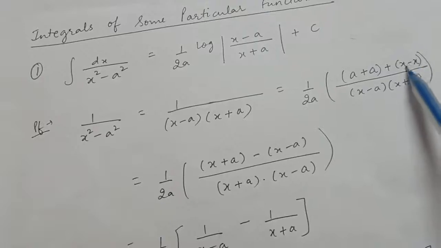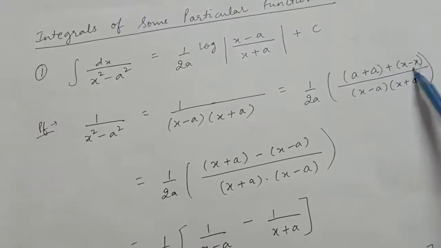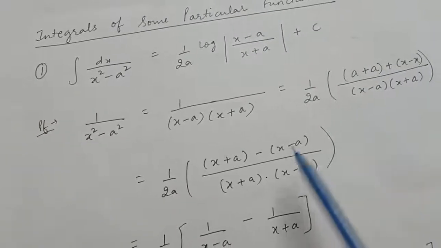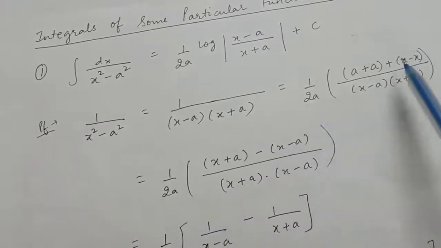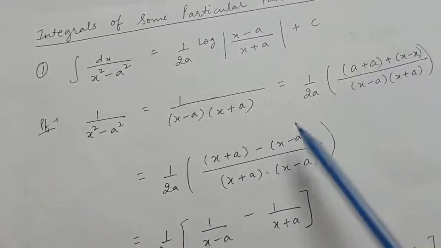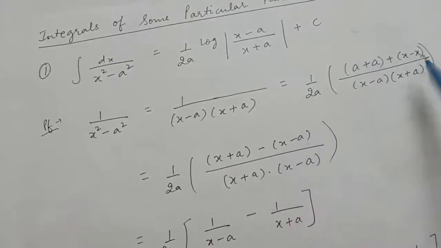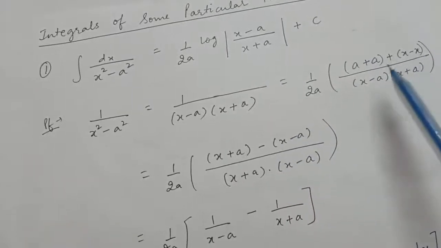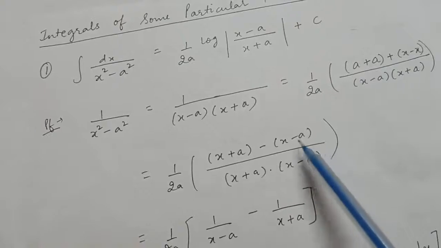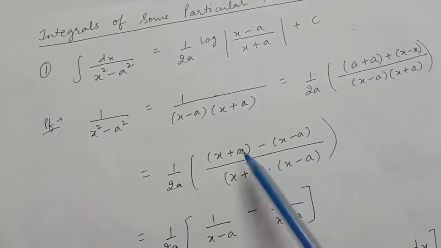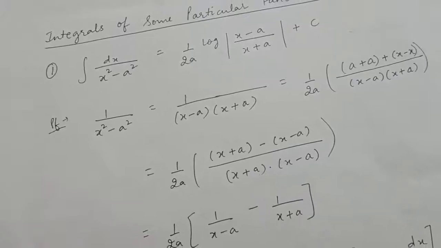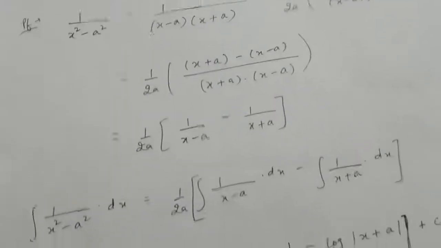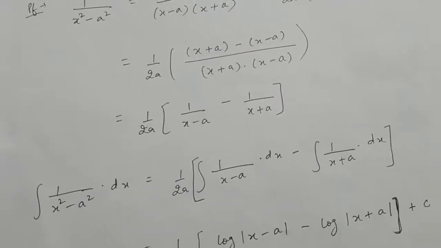Plus I have written this x minus x, which is 0, right? Now this is equal to 1 by 2a. Now in the numerator, x plus a minus, taking minus common, so x minus a, right? Why have I written this in this form? Because in the denominator we have x plus a and x minus a. Now divide the numerator with the denominator.